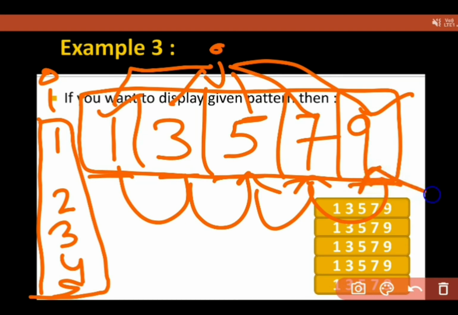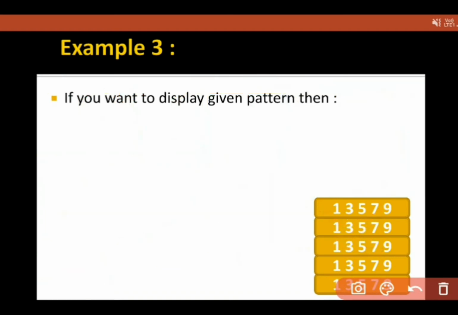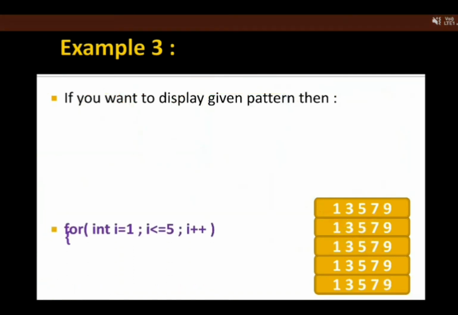Always. 1 plus 2 is 3. 3 plus 2 is 5. 5 plus 2 is 7. And 7 plus 2 is 9. Means the value of my j is increasing 2 times. Now see what I have to write.